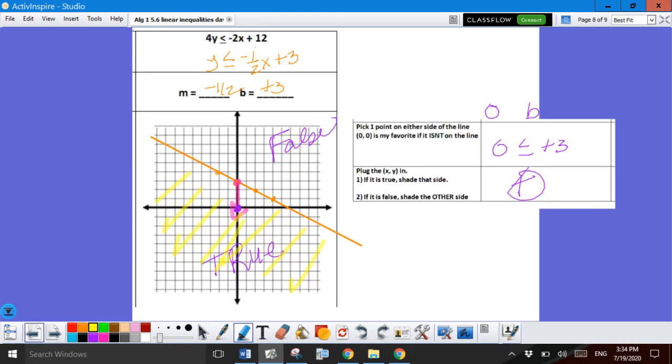All right, you're good to start your homework. Pay attention to which side you are shading on and whether you're above the line or below the line. Don't hesitate to do a test point. You can use 0, 0 unless it is on the line, okay? Because then you can't tell if it's above or below. So 0, 0 works as long as it's not on the line.